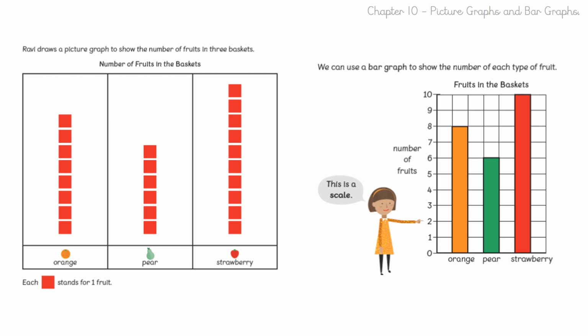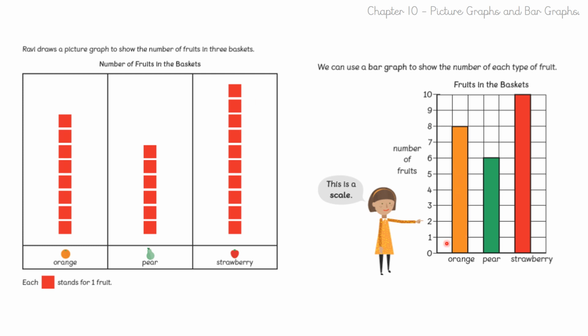I'm going to ask you to pause the video and think about, are there any similarities between these 2 graphs? Can you find any differences? Pause the video please and think about what it is that you can see in both graphs. Okay, we can see that both graphs are talking about fruits in the basket. So these are oranges, pears and strawberries, and again here I've got oranges, pears and strawberries. And both graphs tell us the amount of strawberries, pears and oranges that we've got.